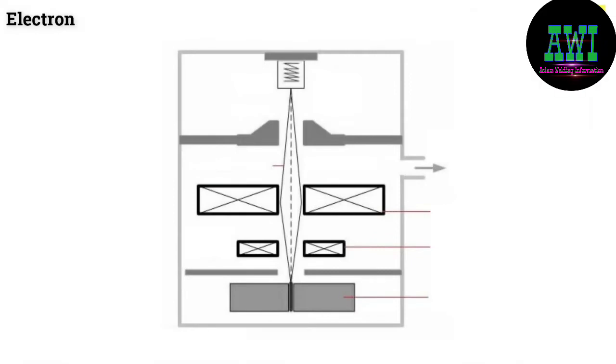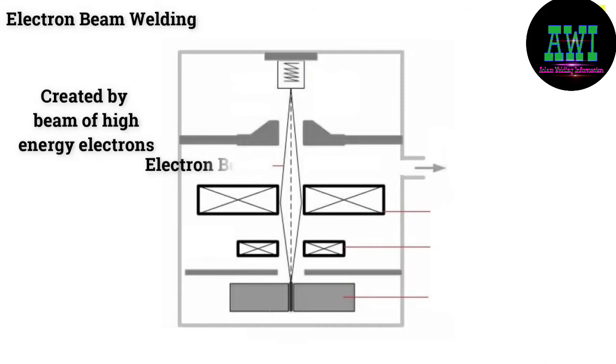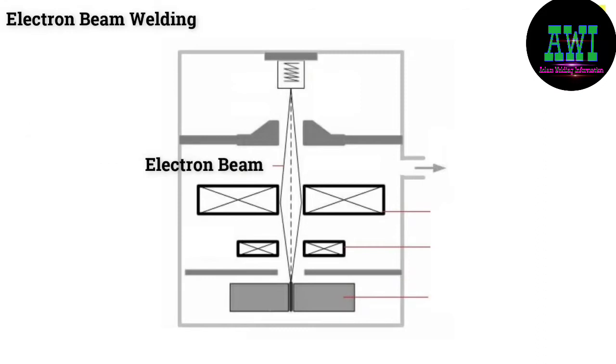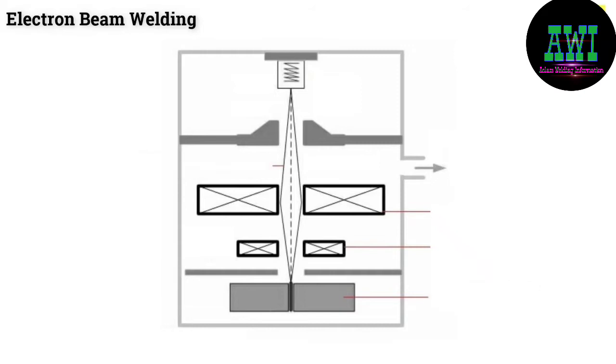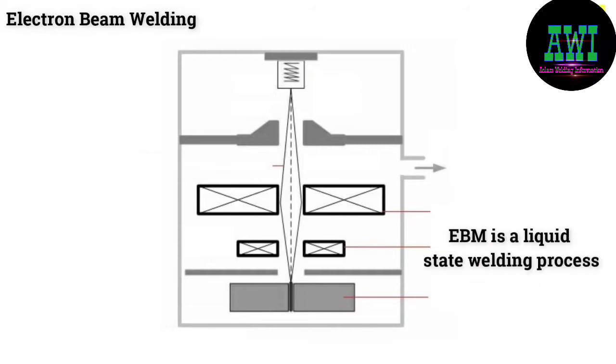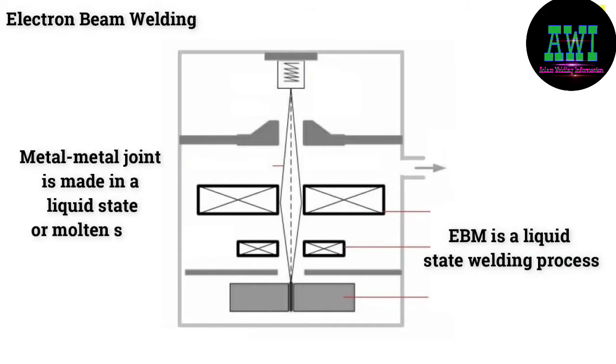Electron beam welding. Electron beam welding is a welding process that applies the heat created by a beam of high-energy electrons. The electrons hit the workpiece and their kinetic energy is converted into thermal energy, heating the metal so that the edges of the workpiece can be connected and a weld is formed after freezing. Electron beam welding is also a liquid-state welding process, in which the metal-to-metal joint is made in a liquid or molten state. It is also described as a welding process because it uses electrons' kinetic energy to join two metal workpieces.